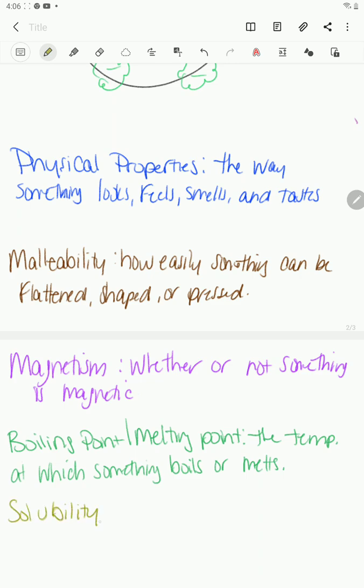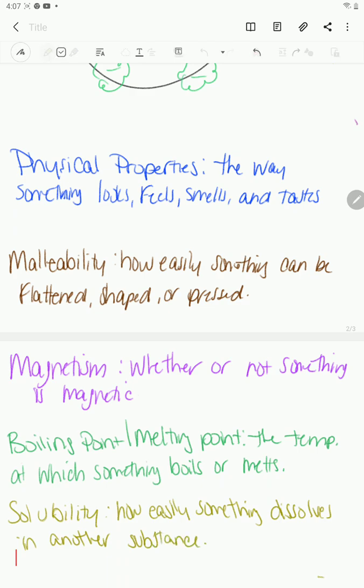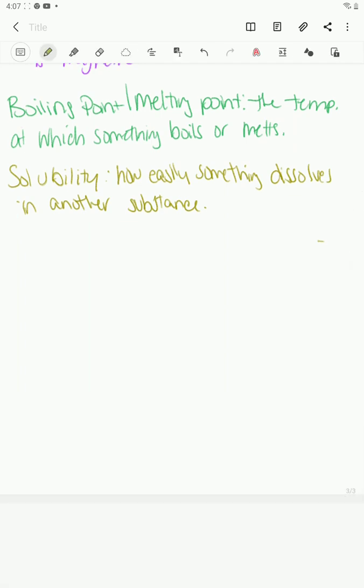And then the last one that we're going to discuss for properties is solubility. Okay? So this is how easily something dissolves in another substance. Okay? So solubility would be like sugar when you put it in hot coffee and you stir it around and it melts and dissolves, right? That is solubility.